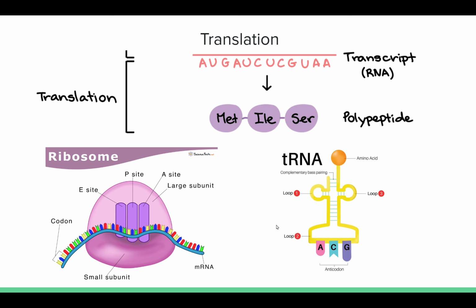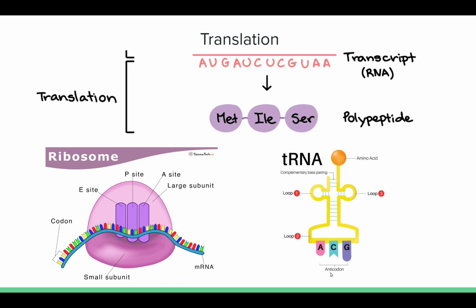Now, translation, on the other hand, is the process of turning mRNA, the RNA strand we just made and moved to the ribosome, into protein. So the mRNA goes to the small subunit of the ribosome and gets read there, and the large subunit actually makes the protein with the help of the tRNA or transfer RNA, this guy right here, and the anticodons on it.